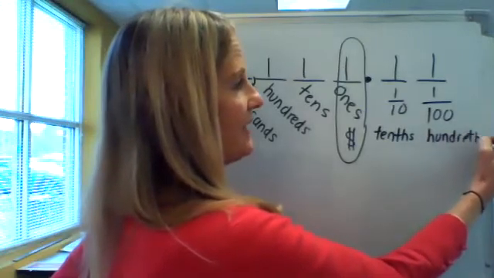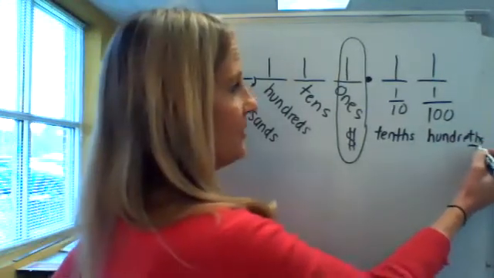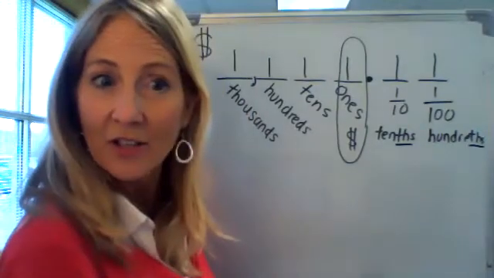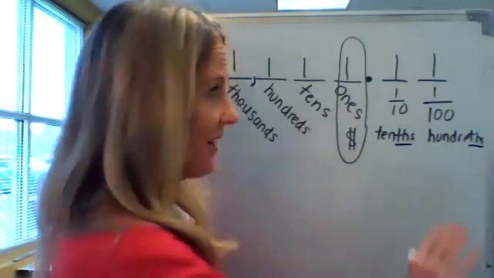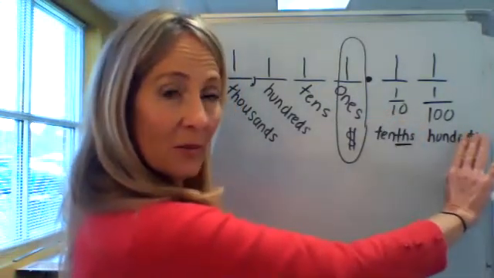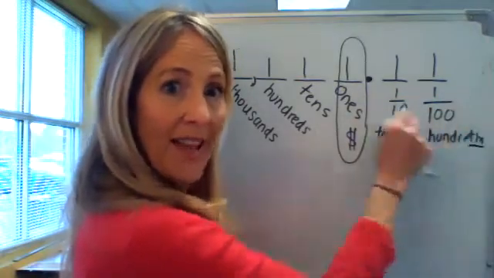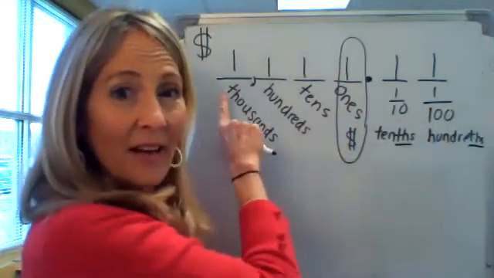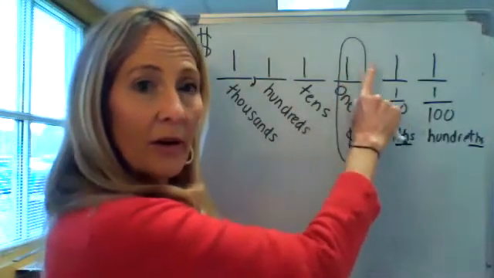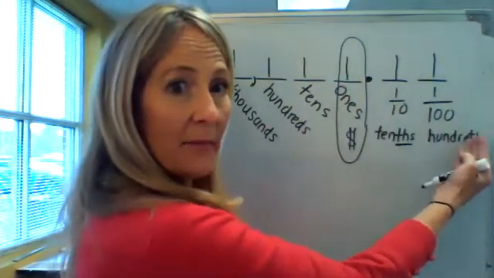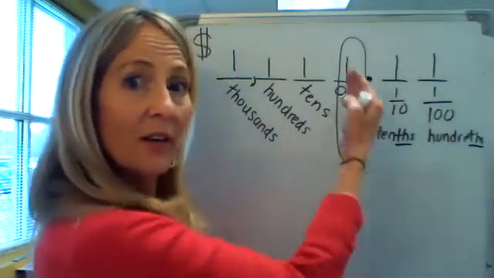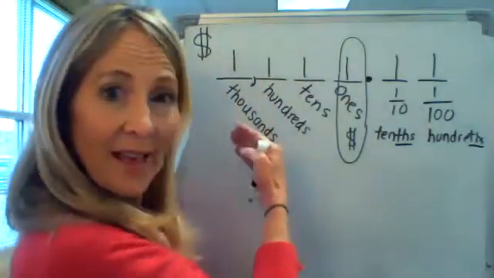And there's that nice THS at the end. So you sound like you're saying a fraction because you are. Everything to the right of the decimal point are fractional amounts. And guess what? Same pattern. They're getting 10 times smaller as they move to the right, and the amounts are getting 10 times greater as you move to the left.